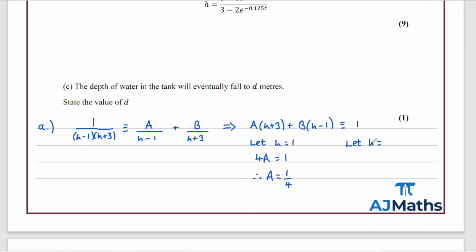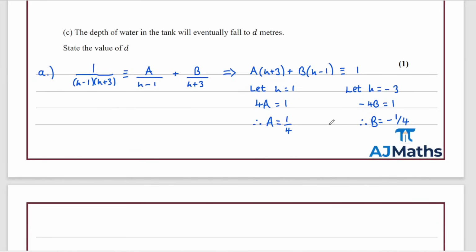If we let h equal, say, minus 3 here, then what do we get? Well, this bit here would be 0. Minus 3 plus 3 is 0. So a times 0 is 0. We then get minus 3 minus 1, which is minus 4. So I get minus 4b is equal to 1. And therefore, if we divide by the coefficient of minus 4, we find that b is equal to minus 1 over 4. Okay. We're pretty much done now.